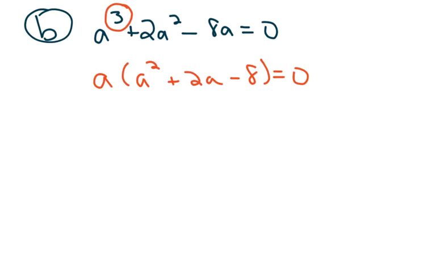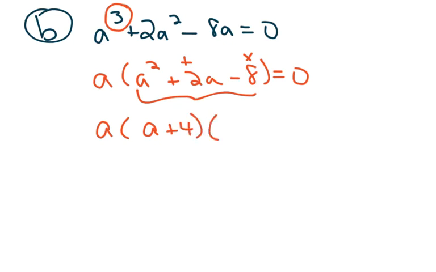So first I factored out an a, and I'm left with this trinomial that's easy to factor. What are the 2 numbers that multiply to give you negative 8, but when you add them, you get positive 2? Oops, I should use a instead of x. It's going to be positive 4 and negative 2.